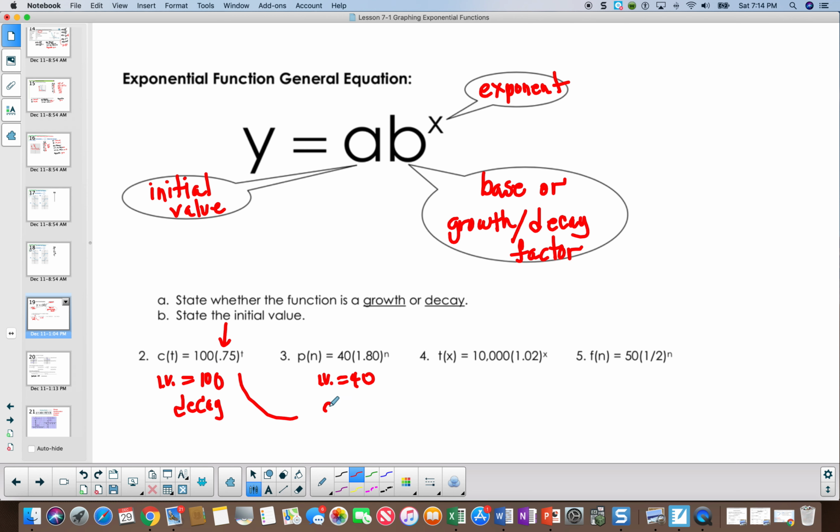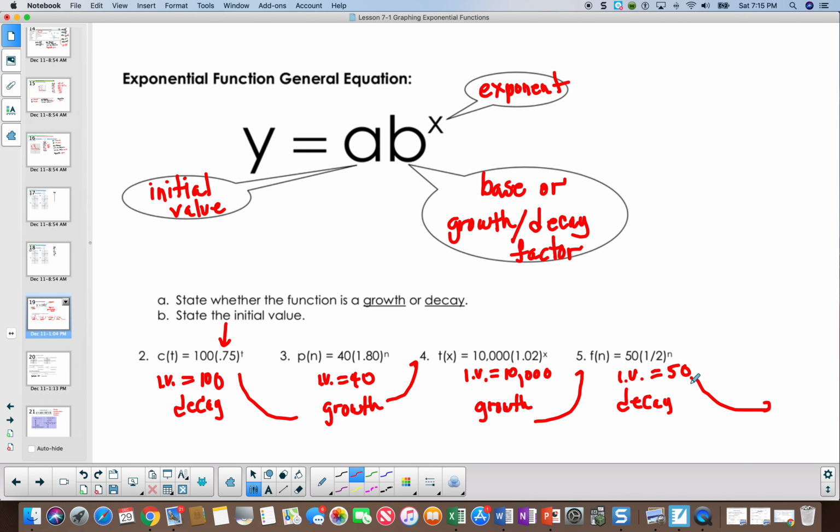And this is going to be a growth. How do I know it? Because this number is bigger than 1, and so it's going to have this characteristic. My initial value will be 10,000. And this is going to be a growth. How do I know? This number is bigger than 1, so it's going to have this look. This initial value is going to be 50, and this is a decay. How do I know it's a decay? This number right here, the base or the factor, is less than 1, so it's going to have this kind of a look.